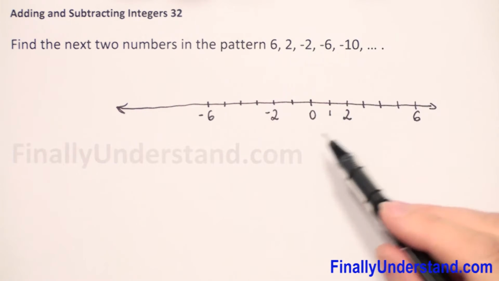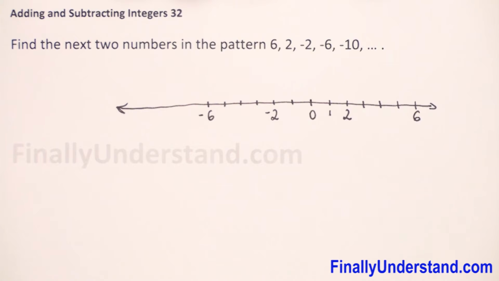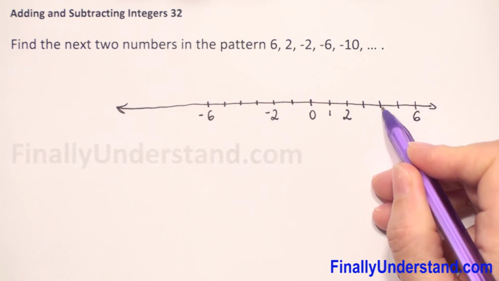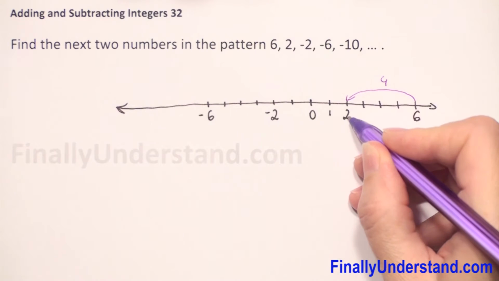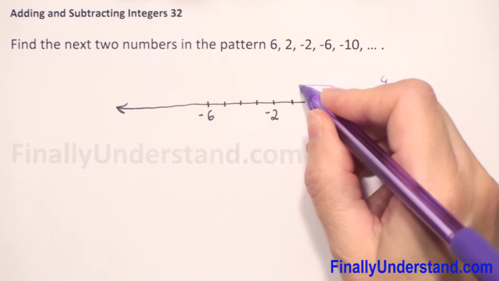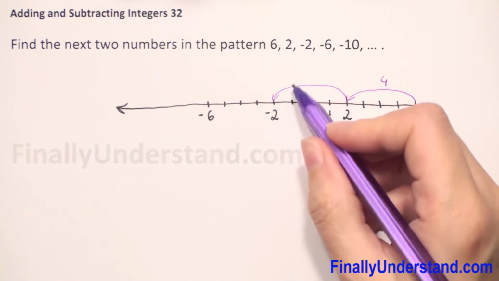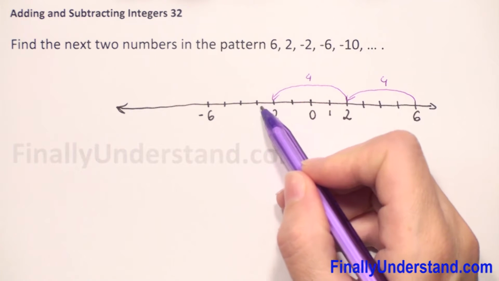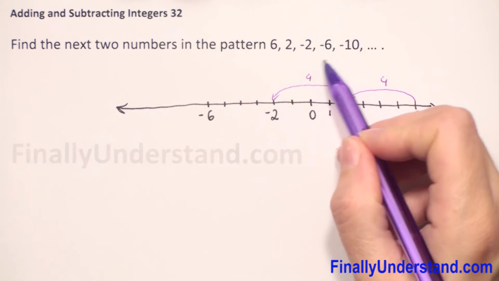Let's see if we have a pattern in these first 4 numbers. We have 6, and we are moving to the left side 1, 2, 3, 4 units, and we have the next number. Next, when we move another 4 units to the left, we have the third number of our pattern. And from negative 2, when we move another 4 units, we will have the fourth number of our pattern.